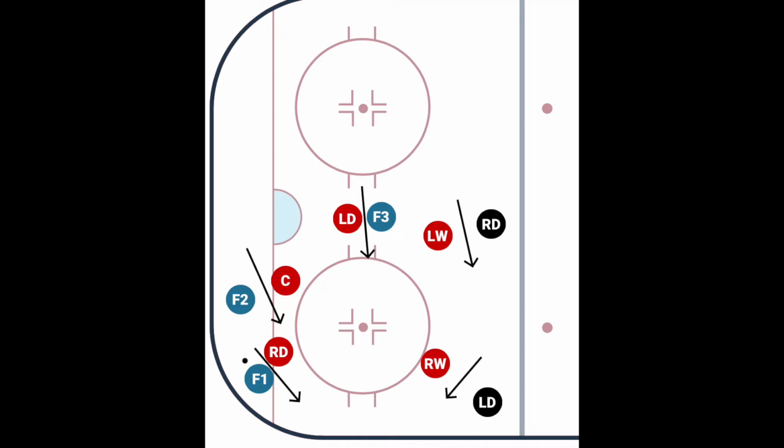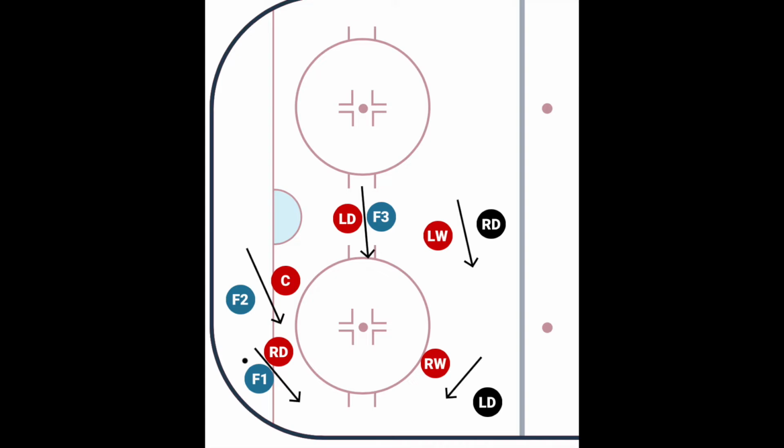If all five of our players can keep their body between the player they are covering and our net, we will limit the number of shots our opponents get from the danger areas of the ice, the middle of the ice and the front of our net, often referred to as the slot, and we will reduce the number of goals we give up in a game.